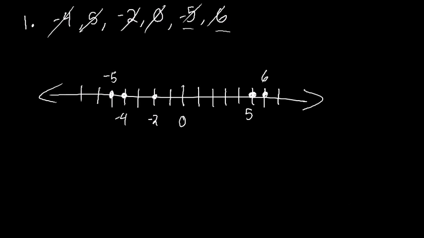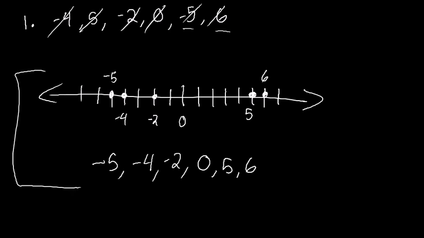-5 and +6. So if I were to ask you to list them from least to greatest, which is also a part of your answer: -5, -4, -2, 0, 5, and then 6. These are both parts of your solution.